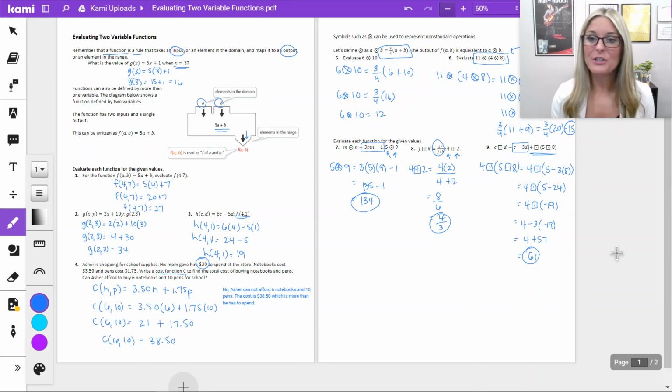So there's evaluating 2 variable functions. You could have a traditional written out, of course, using that function notation. Work through these carefully. And then the symbols, that is just another way to write it. Again, nice and slow. If you're struggling with that, let me know, and I'll be glad to help.